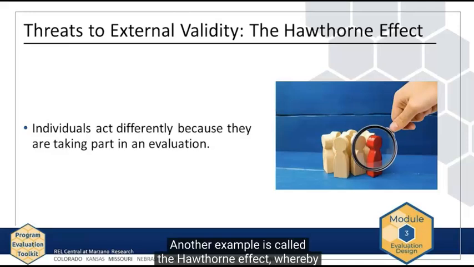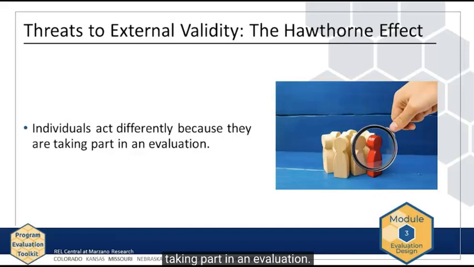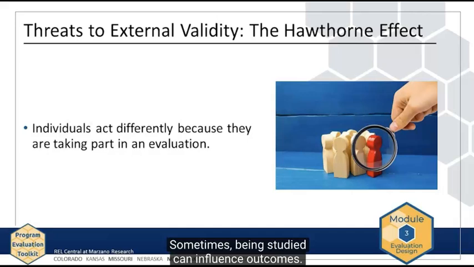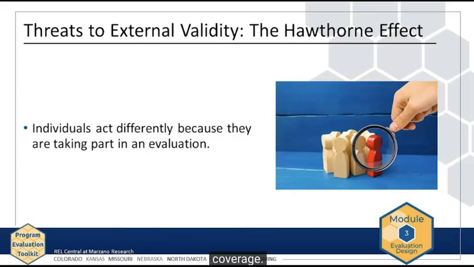Another example is called the Hawthorne effect, whereby individuals act differently because they know they are taking part in an evaluation. Sometimes, being studied can influence outcomes. What if AMP were a high-profile program with very visible funders and media coverage? This could lead to increased scrutiny, pressure, and praise, all of which might lead school staff and students to perform better than they would otherwise. Ultimately, the high-profile nature of the program could cause it to appear more effective than it would be without the visible funders and media coverage. In other words, some of the observed effects would be due to factors other than the actual program. If AMP were implemented later with less fanfare, it might lead to less positive outcomes. This is an example of the Hawthorne effect.